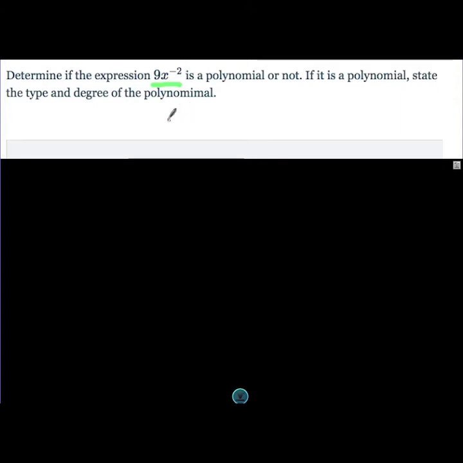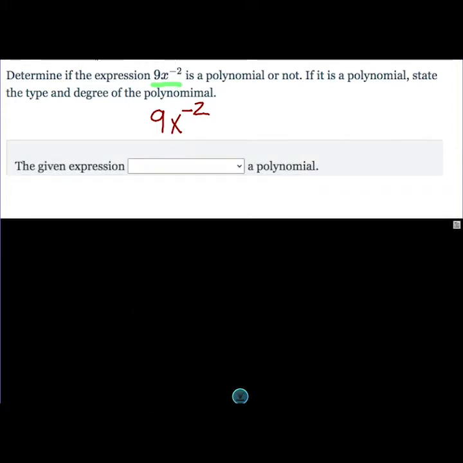And so what I tell students, good practice is to write it in standard form. It looks like there's one term here. We might make the mistake and say it's a monomial. Here's the problem: we have negative exponents right here. So we got this negative exponent. That's not good. That does not fit our definition of a polynomial. So when that happens, we say no, it's not a polynomial.